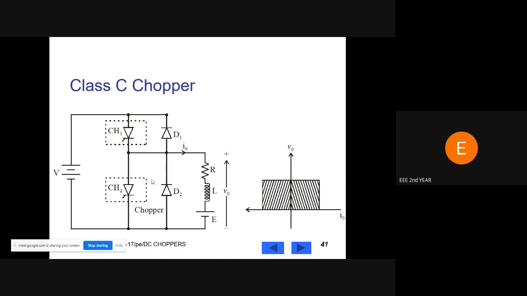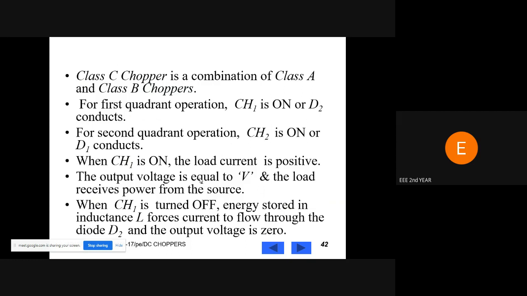And the next thing is the class C chopper. The class C chopper is a combination of both class A and class B. So in this chopper, two quadrants are operated. One is the first quadrant, another one is the second quadrant. Here we are using two choppers and two diodes across the load. So the load is considered as an RLE load.